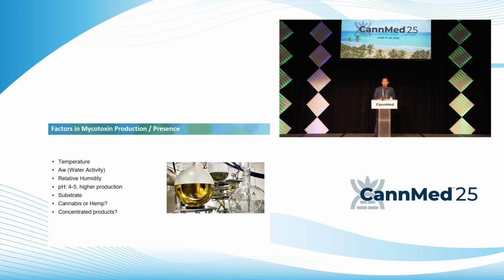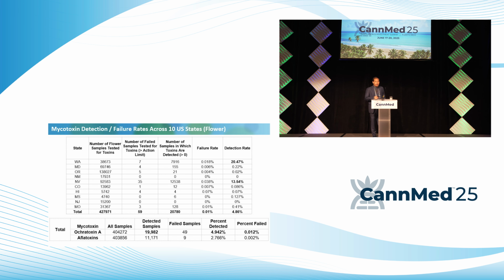And then also we got to consider, is this product concentrated or not? And we're going to get into some of the data here in just a bit, kind of looking at flowers versus concentrates in this context. So if we look at the mycotoxin detection and failure rates across 10 US states in flower, you'll notice this is over 400,000 data points. And this was procured by Yasha Khan. Kudos to him for this. So I want to point out some things. You'll notice that our failure rate out of those over 400,000 samples is quite low.